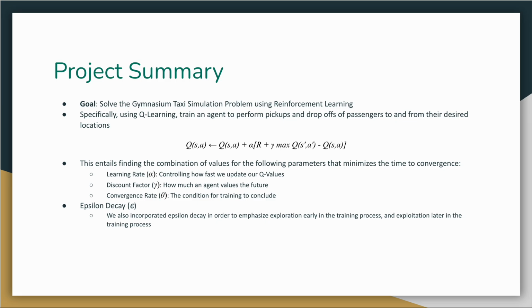That was the learning rate, which controlled how fast we updated our Q values, the discount factor, which essentially impacts how much an agent values the future versus other aspects of the equation, and the convergence rate, which is the condition for the training to conclude. And then we also looked at epsilon decay, incorporating this in order to emphasize exploration early in the training process while emphasizing exploitation later on in the training process.